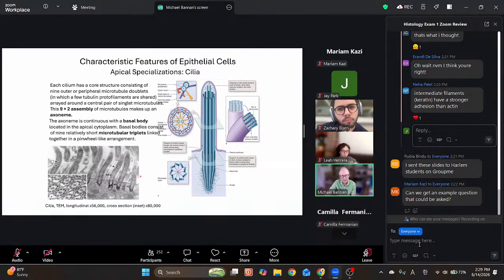Oh, one thing, I think I pointed this out in class, but you'll notice that in this view of longitudinal sections of the cilia, in this electron micrographic view, we can see microvilli. See, they're labeled MV, and look at how much smaller they are than the cilia. Okay? So the microvilli are just much smaller than the cilia.